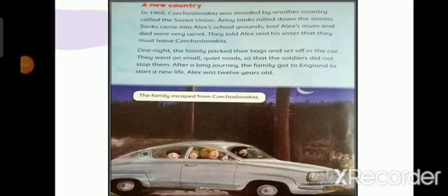Children, in 1968, the Soviet Union attacked Czechoslovakia and their army tanks were moving on the streets. Alex's parents decided to leave the place. So one night his family packed their bags and left that area in a small car. And the family got to England to start a new life. At that time, Alex was just 12 years old.